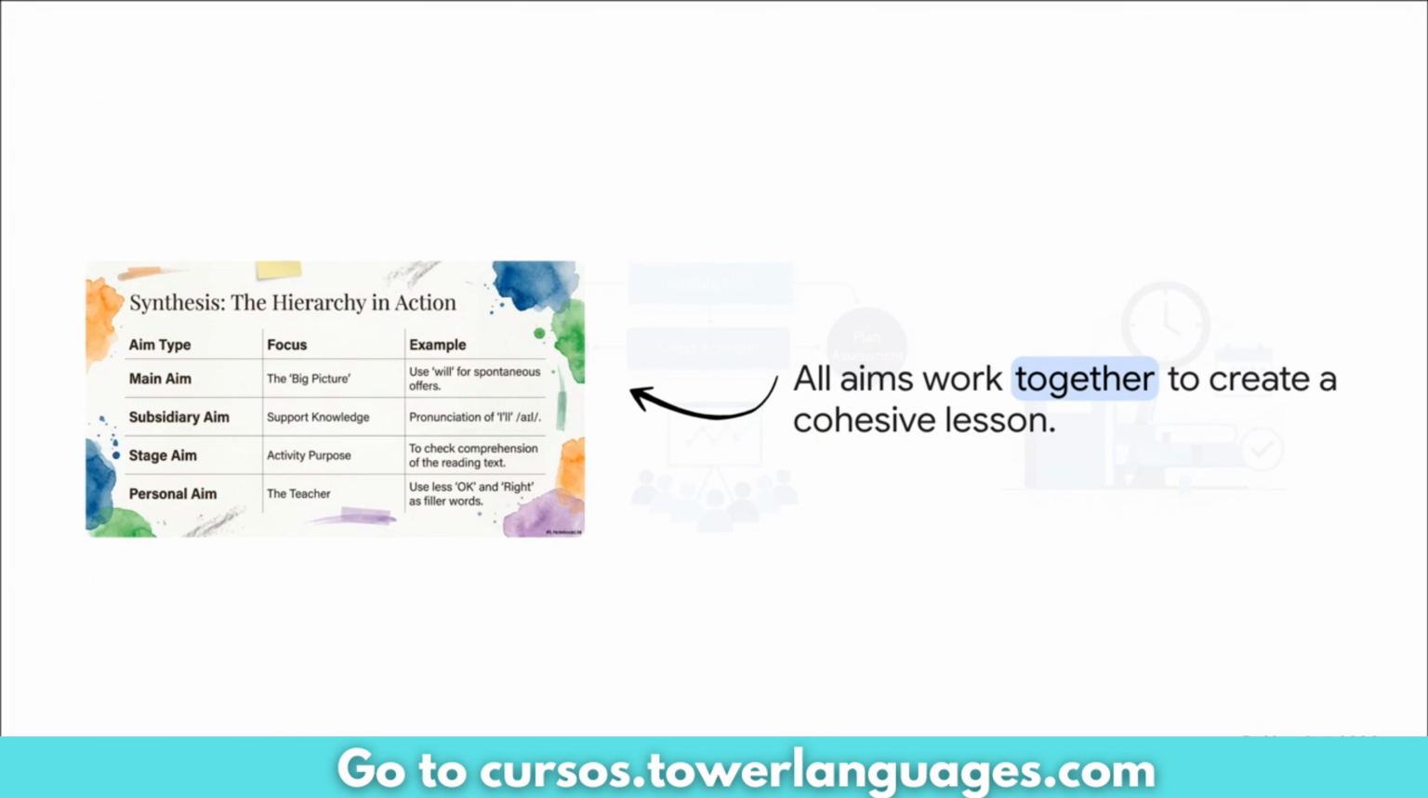So, what does this all mean when you're actually teaching? The real magic happens when all these aims work together simultaneously to create a cohesive lesson. From the big picture main aim, like using 'will' for spontaneous offers, down to the subsidiary aim of practicing the pronunciation of 'I'll'. And then you have your stage aims, like checking comprehension of a reading text during this specific 5-minute activity. Running parallel to all of this is your personal aim. Maybe you're trying to use fewer filler words like 'okay' and 'right'. They all operate at once, bringing structure and purpose to your classroom.